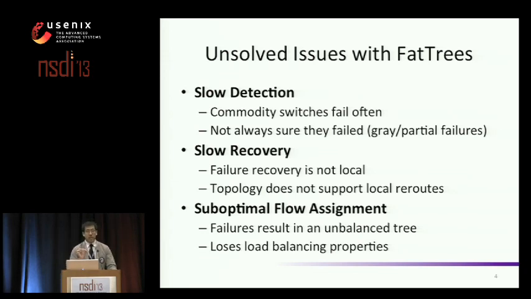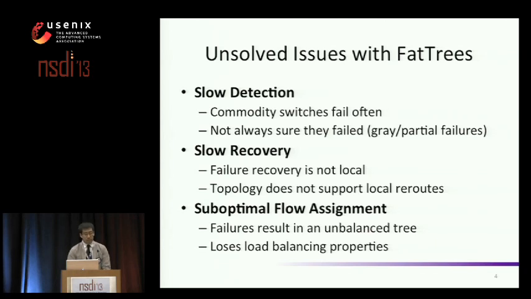The first is that detection is slow. All of that path diversity that I mentioned in the previous slide was obtained at low cost by using commodity switches. These types of switches tend to fail pretty often and also sometimes fail in strange ways. For example, they could experience gray or partial failures where maybe they're delivering half of all traffic. That may be enough to send the occasional heartbeat, but probably isn't enough for good application performance.